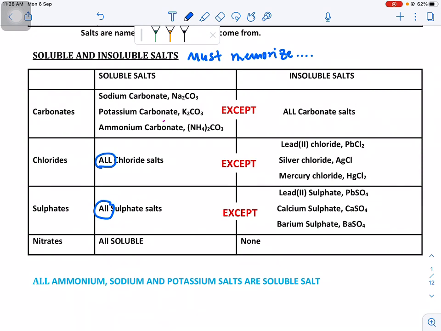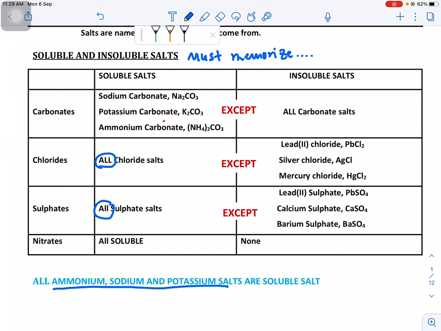Okay, so based on this table, we can have one conclusion, which is all ammonium, sodium, and potassium salt are soluble. What does it mean? Meaning that sodium carbonate, potassium carbonate, ammonium carbonate, yes, soluble. Sodium chloride, potassium chloride, ammonium chloride, also soluble. Same goes to the ammonium sulfate, sodium sulfate, potassium sulfate, ammonium nitrate, sodium nitrate, and potassium nitrate. So all sodium, ammonium, and potassium salt are soluble salt. Tak kisahlah dia belakang dia carbonate ke, chloride ke, sulfate ke, nitrate ke, kalau depan dia ammonium, sodium, and potassium, confirm they are soluble.